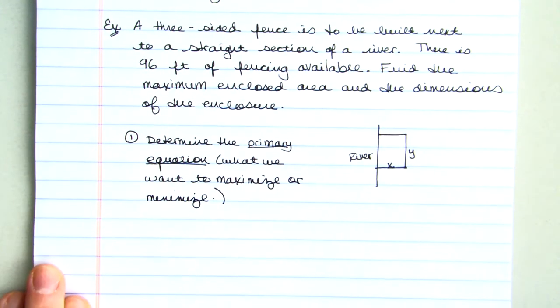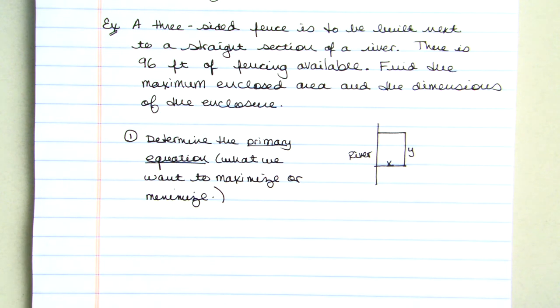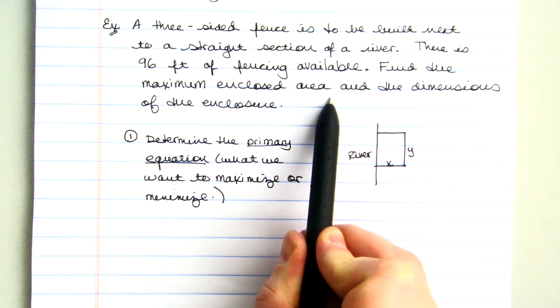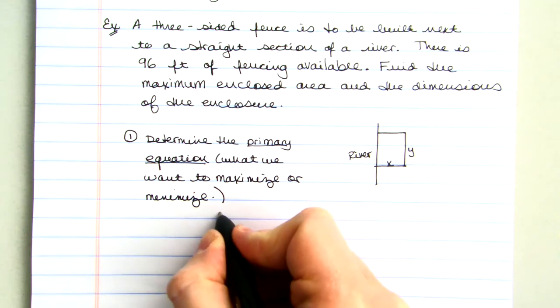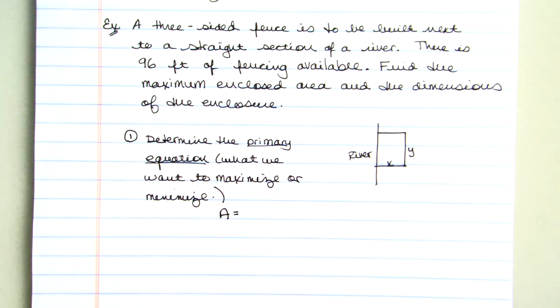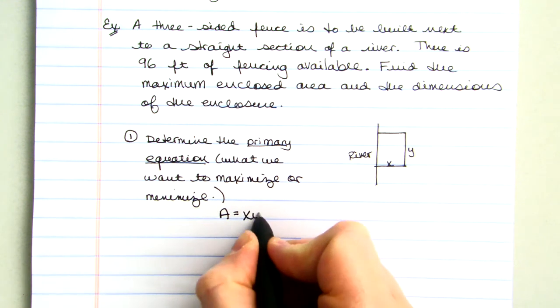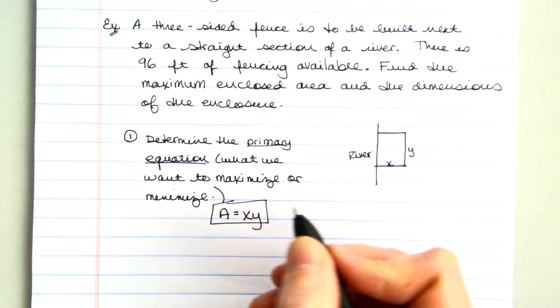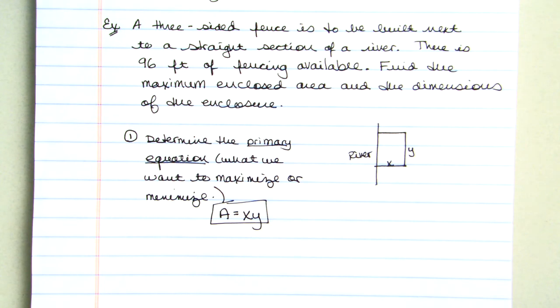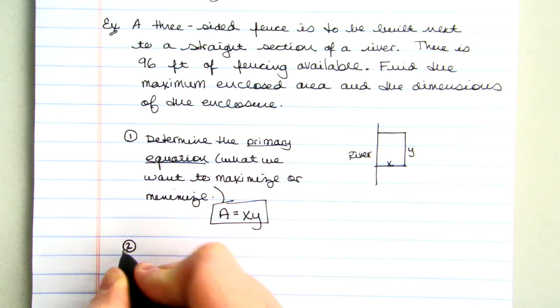Step number 1 in one of these problems is I need to determine what I call the primary equation, what we want to maximize or minimize. Now, we were told to find the maximum enclosed area, so I want to maximize the area. My formula is going to be A equals, okay, well, what's the area of this rectangle? Just x times y. This is my primary equation, the thing I want to find the maximum of. Problem is, I have too many variables here. I need to figure out a way to write this in terms of just one variable. That's going to be my second step.